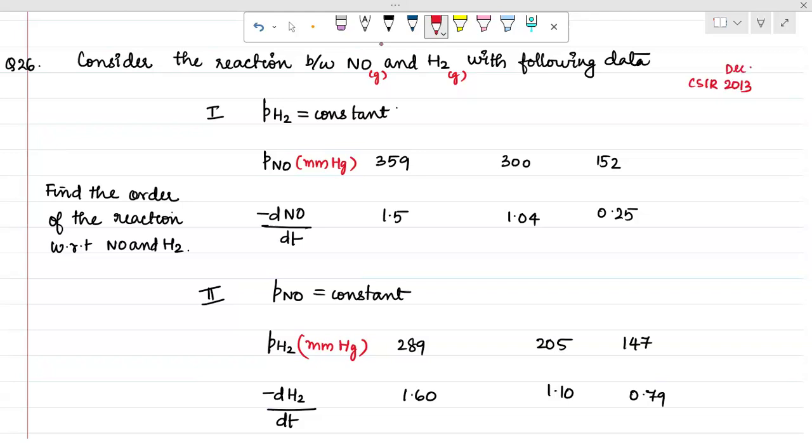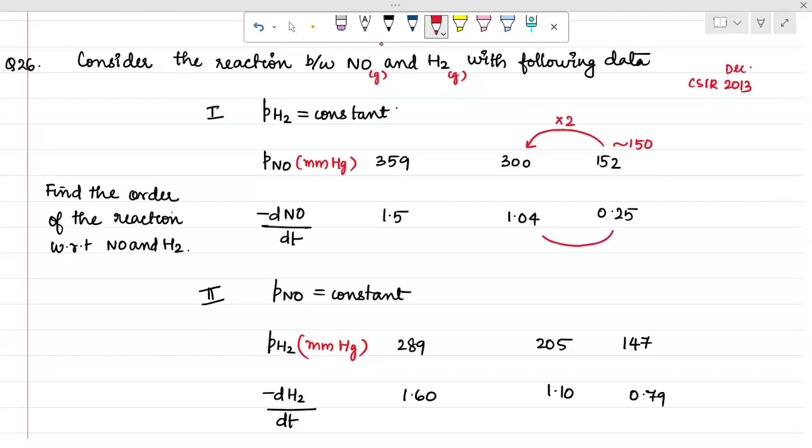So how can we approach this question? It depends on how you observe the question. There are many ways. You can choose your way, but I'll be explaining the easiest one. If I look at the data, when H2 is kept constant and I look at the pressures of NO, from 152, if I increase it to 300, let's approximate it to 150 to 300, approximately the pressure is being increased by 2 times.